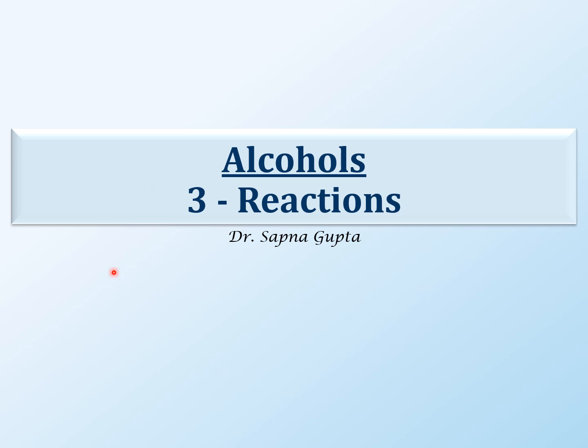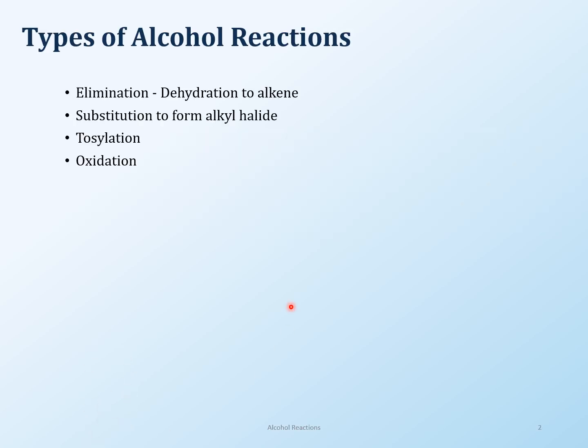All right, so now let's look at the reactions of alcohols. We don't have too many, but whatever we have is also critical. So the main things that we're going to do are elimination reactions, which is dehydration to form alkenes, substitution reactions to form alkyl halides, tosylations, and oxidations. And we'll talk a little bit about other stuff too, here and there.